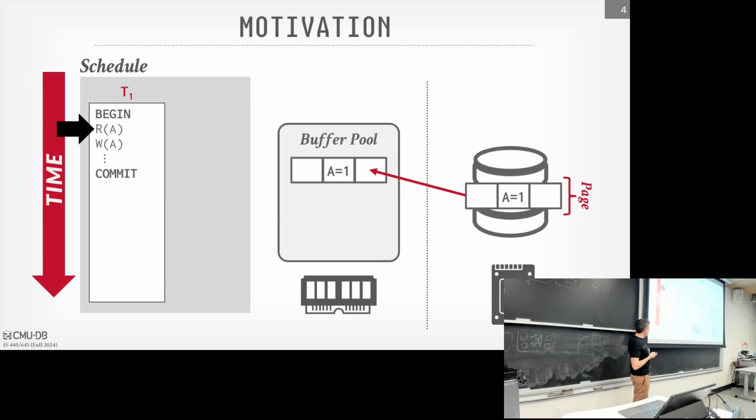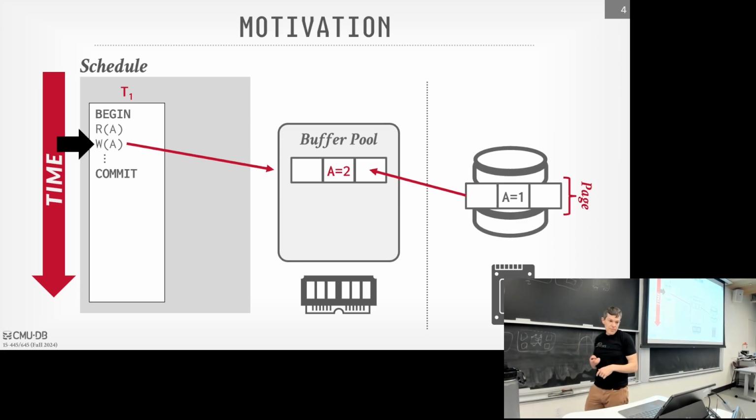We know how to do that. That's fine. Now they go ahead and do a write on A, right? And that's no big deal. We just apply the change to the record or the object in a page in memory in our buffer pool, right? And then that's fine.